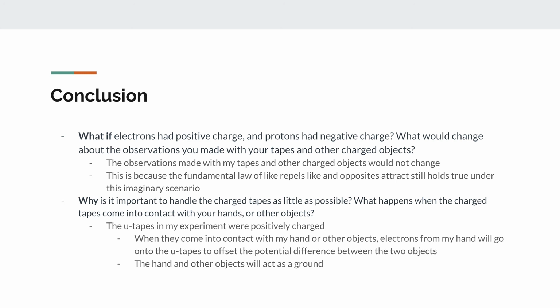Why is it important to handle the charged tapes as little as possible? Well, the U-tapes in my experiment were positively charged. When they come into contact with my hand or other objects, electrons from my hand will go to the U-tapes to offset the potential difference between the two objects. That's just charge flowing to where there is less charge to offset the potential difference. So the hand and the other objects will act as a ground.